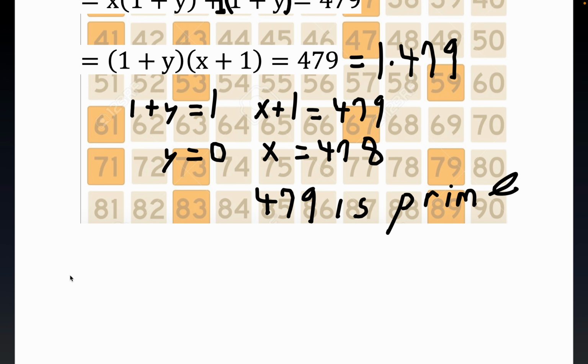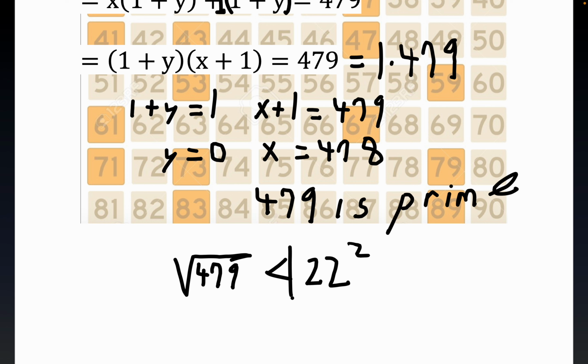And notice that the square root of 479, this is a famous test, the way you test for primes. The square root of 479 is less than, what do we need here, 22 squared? The square root of that is 22. 22 times 22 is 484, I think. Okay, so we got this.